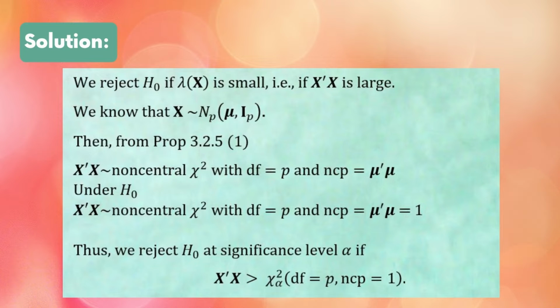We know that X follows a p-variate normal distribution with mean mu and the covariance identity matrix. From proposition 3.2.51, x prime x follows a non-central chi-square with degrees of freedom equal to p and non-centrality parameter equal to mu prime mu. However, under H null, mu prime mu equals 1. Therefore, we reject H null at significance level alpha if x prime x is greater than the chi-square with degrees of freedom p and non-centrality parameter 1.